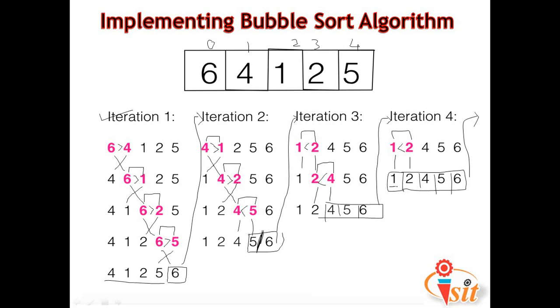Now check, the 1, 2, 4, 5, 6, all the elements are in sorted order. So like that, the bubble sort algorithm works.